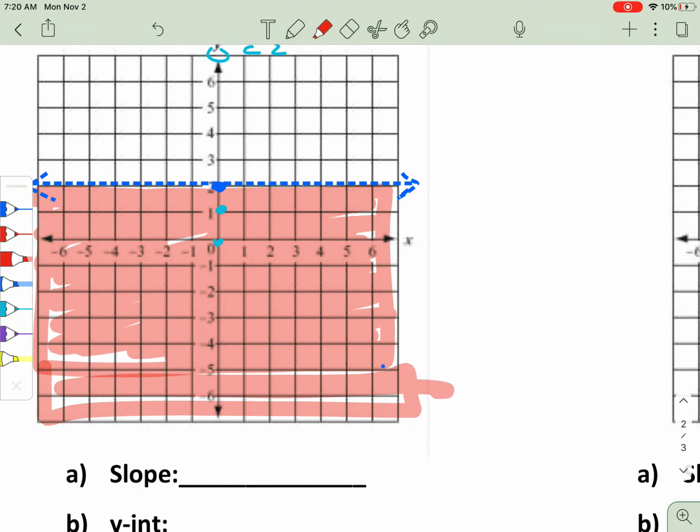Okay, let's try the next one. x is greater than or equal to 5. Okay, so this is a full line where x is 5.